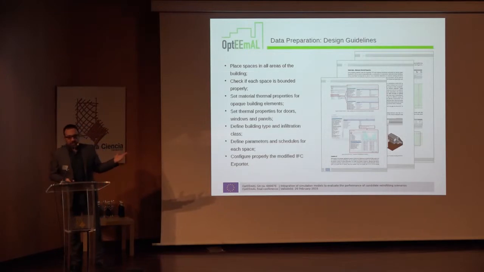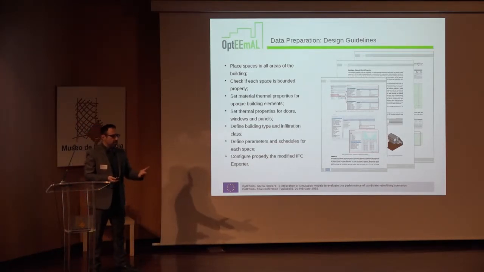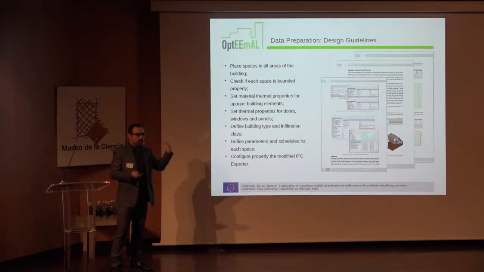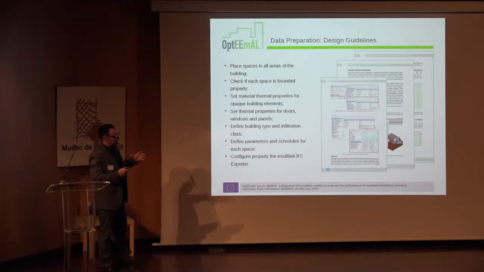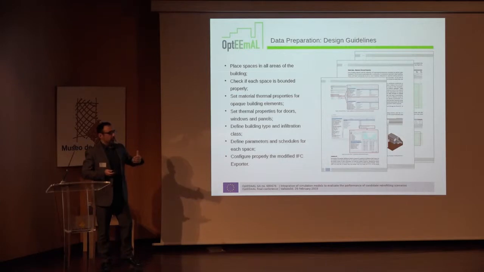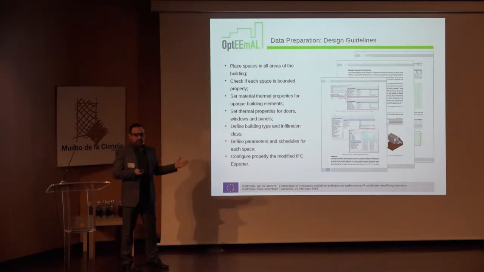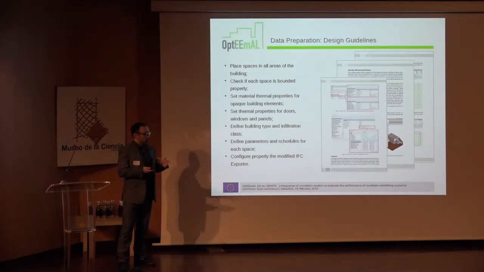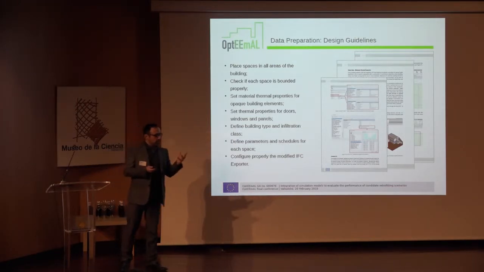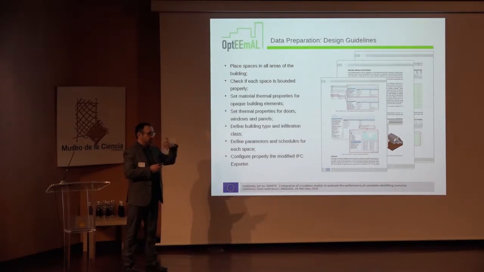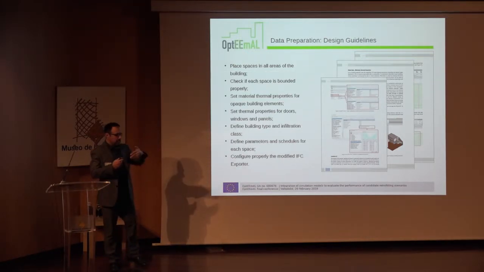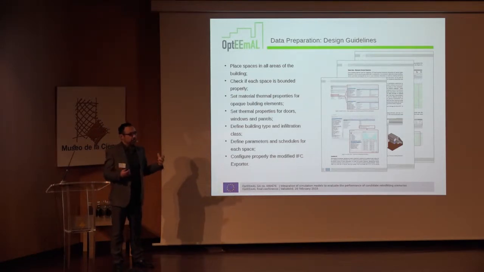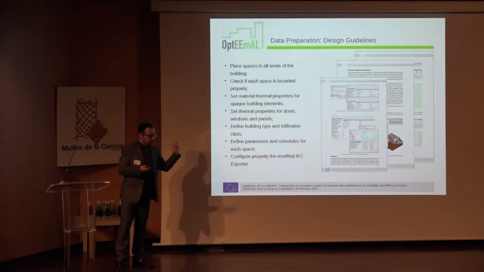So in the data preparation stage, we give to the designers a set of rules formed as design guidelines, and it includes things such as the correct placement of building spaces inside the building, the definition and inclusion of material thermal properties, both for transparent and opaque constructions of the building, and also some parameters regarding the schedules referring to the occupants in the buildings, and things that are required for the simulation as far as time scheduling is concerned.